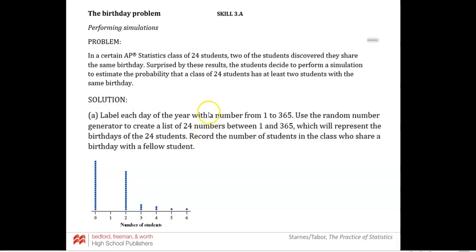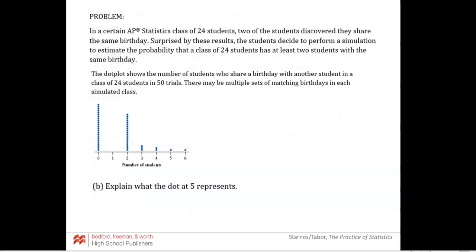I forgot to mention the steps there. The first step, label each day of the year a number, because we're considering 1 through 365. January 1st is number 1, January 2nd is number 2, etc. Then use the random number generator. We did that. Represent 24 students. Record the number of students in the class who share a birthday with a fellow student. So you would do that.